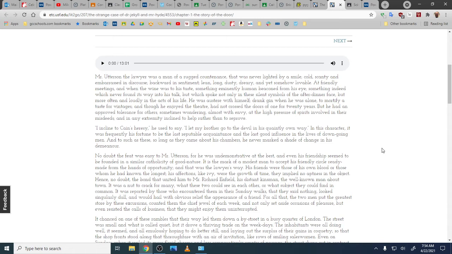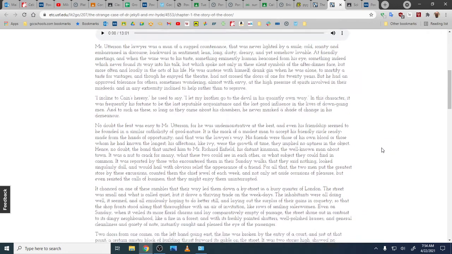No doubt the feat was easy to Mr. Utterson, for he was undemonstrative at the best, and even his friendship seemed to be founded in a similar catholicity of good nature. It is the mark of a modest man to accept his friendly circle ready-made from the hands of opportunity, and that was the lawyer's way. His friends were those of his own blood or those whom he had known the longest. His affections, like ivy, were the growth of time. They implied no aptness in the object.